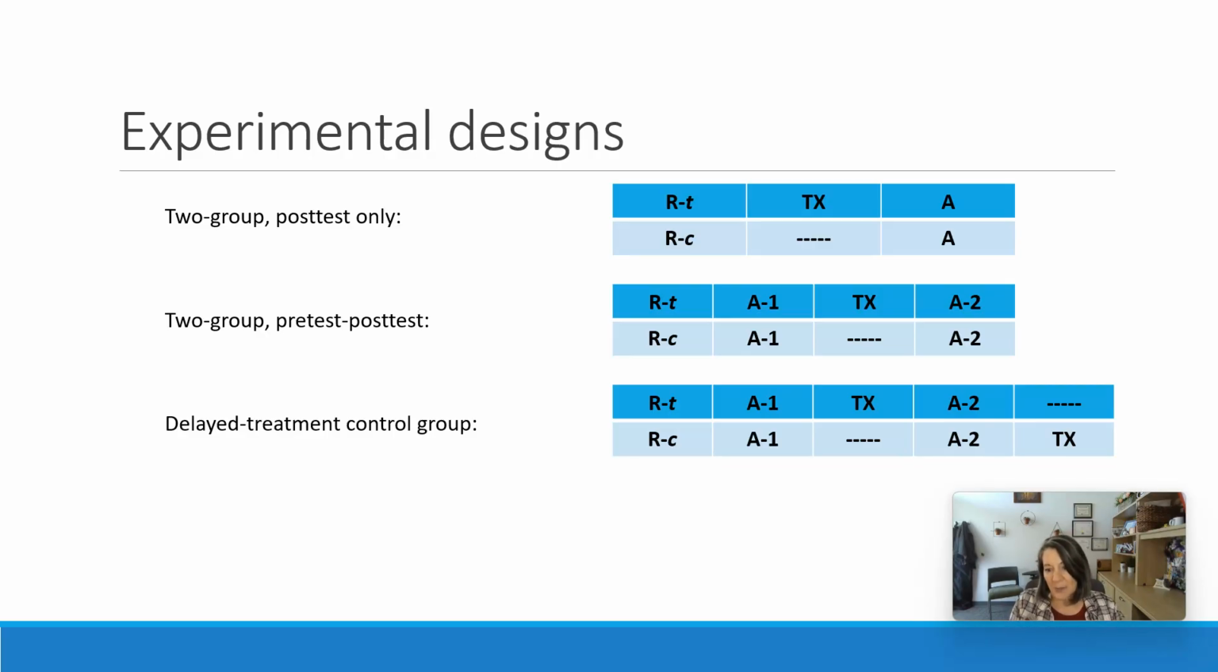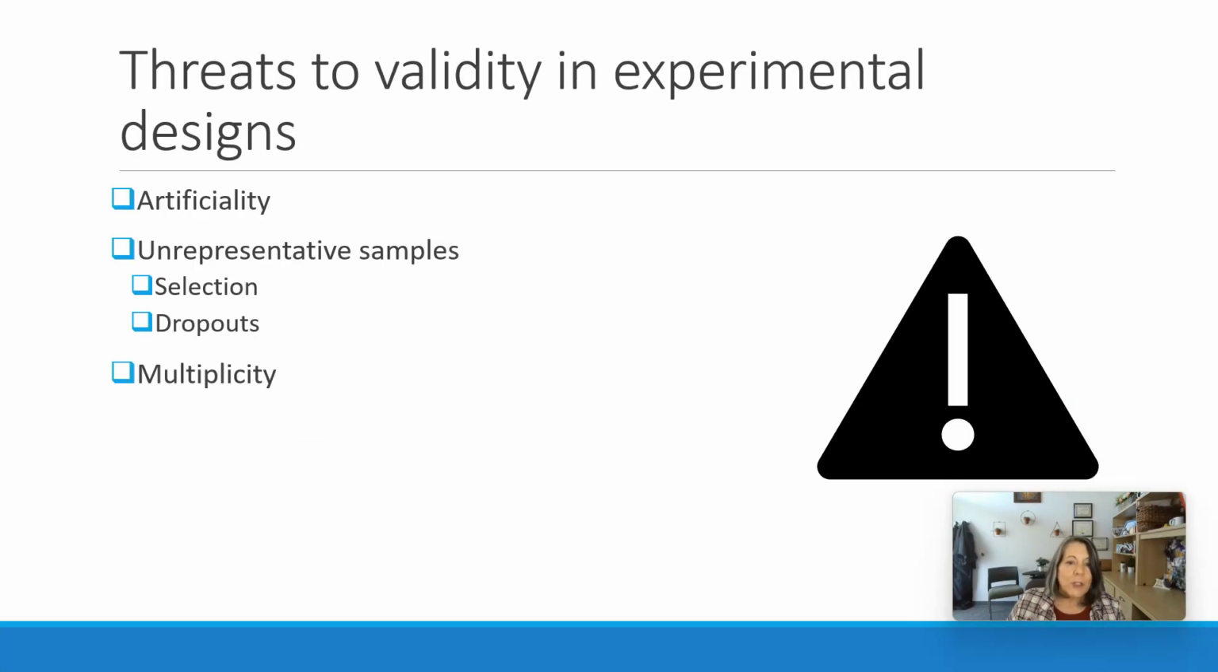And there's no testing at that point. They just give those folks the vaccine, make sure they're getting the same treatment as everybody else. So what are some of the threats to validity in an experimental design?